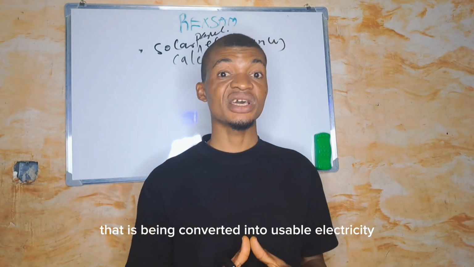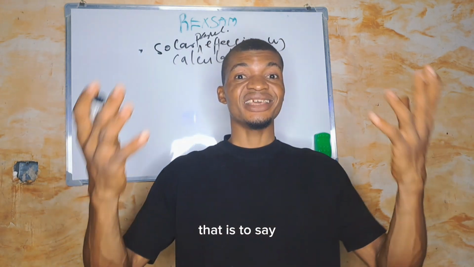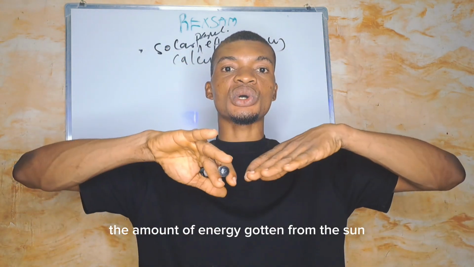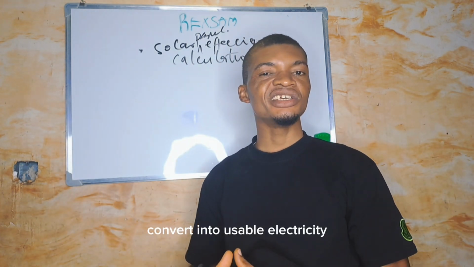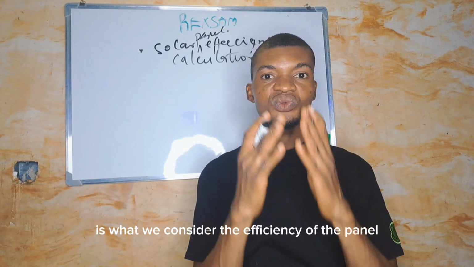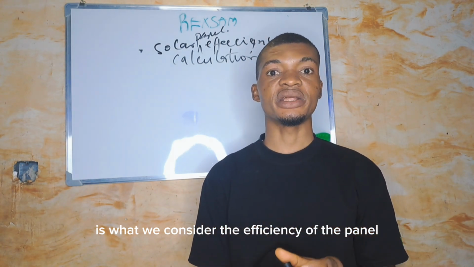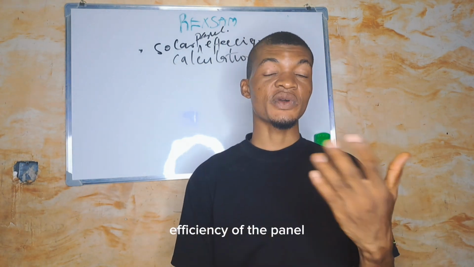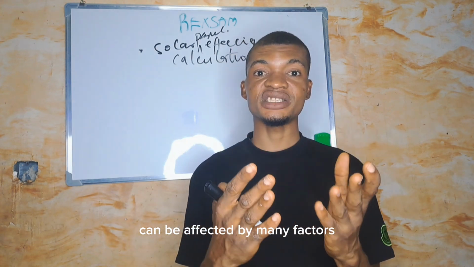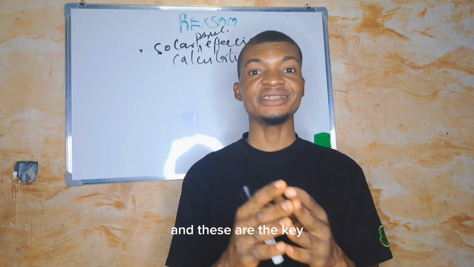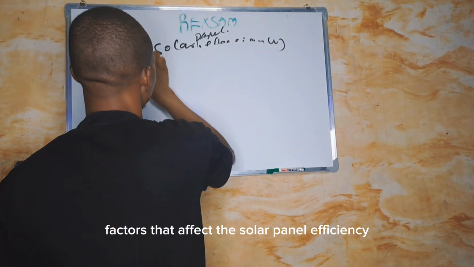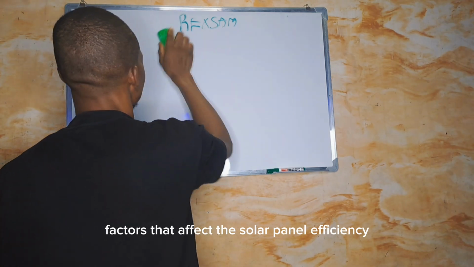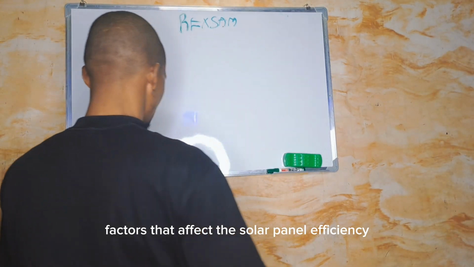converted into usable electricity. That is to say, the amount of energy gotten from the sun that the panel was able to convert into usable electricity is what we consider as the efficiency of the panel. This efficiency of a panel can be affected by many factors, and these are the key factors that affect the solar panel efficiency.